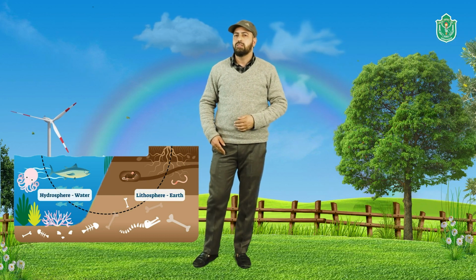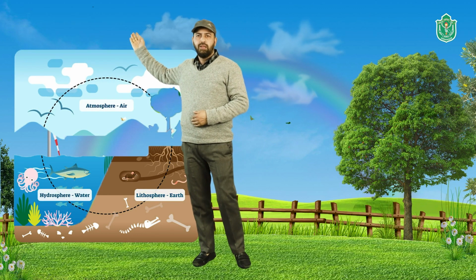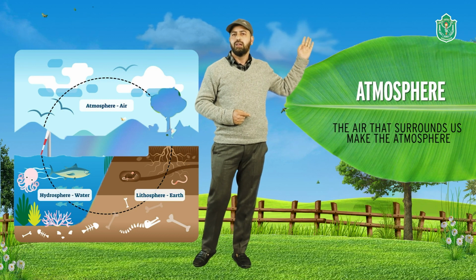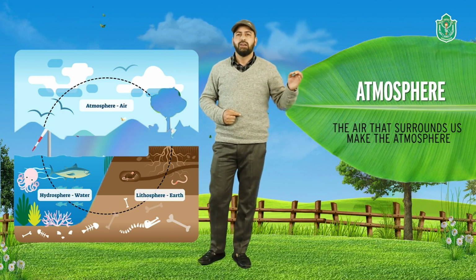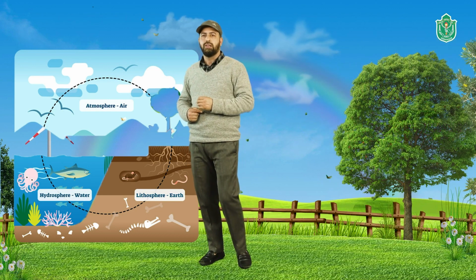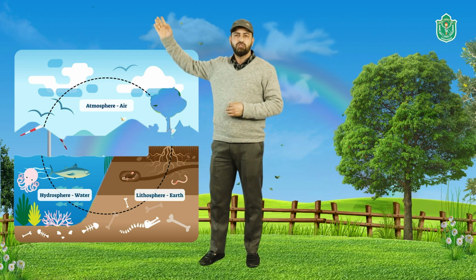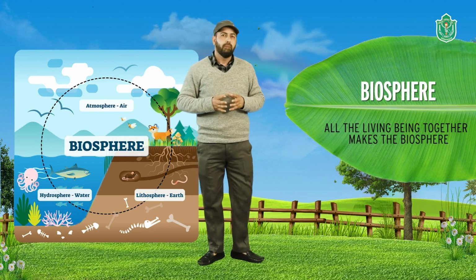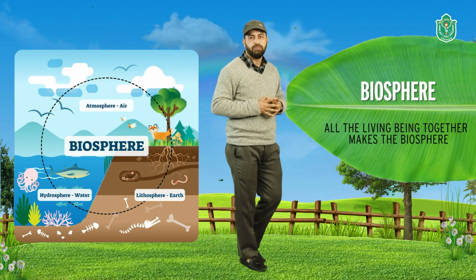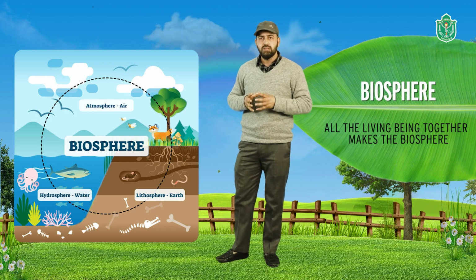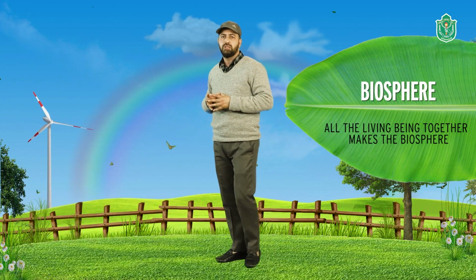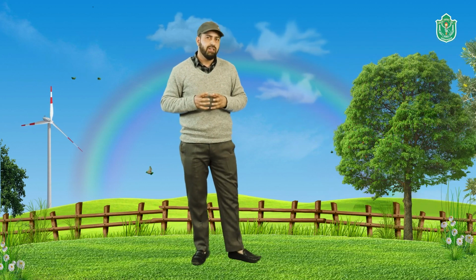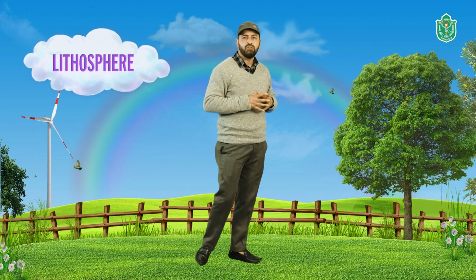The third one is the atmosphere. The air that surrounds us makes the atmosphere. And the fourth one is the biosphere. All the living beings together make the biosphere. Let us now discuss all the major domains of the earth in detail. The first domain is the lithosphere.